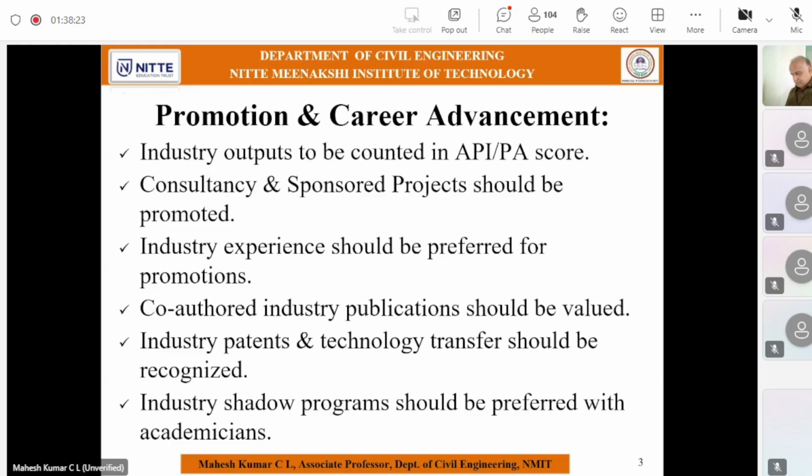If you author a paper and have a co-author from a reputed industry, that should be valued compulsorily. Industry patents and technology transfers done together with an industry person should also be recognized. We also don't have industry shadow programs for academicians, like internships for students. We can introduce industry shadow programs for a specific period, maybe one month during a vacation or in the academic year. That is about promotion and career advancement.